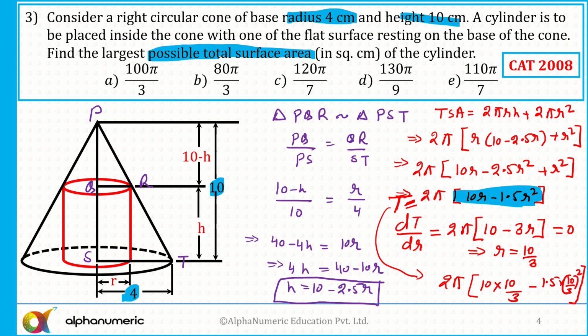So this is one of the ways, by using differentiation. If you solve this, if you equate this, I think you will get the answer as option number A, which is equal to 100 pi by 3. I am sure that you all can solve this.